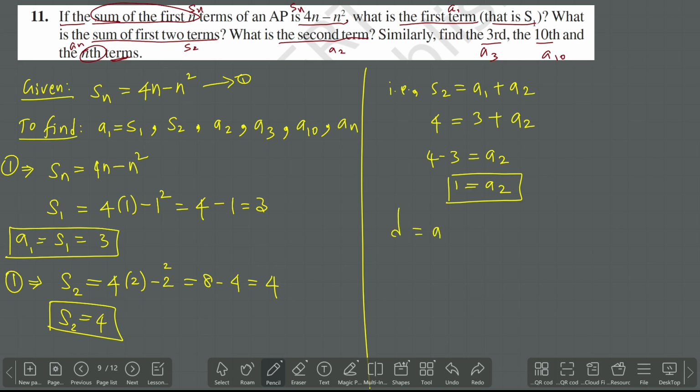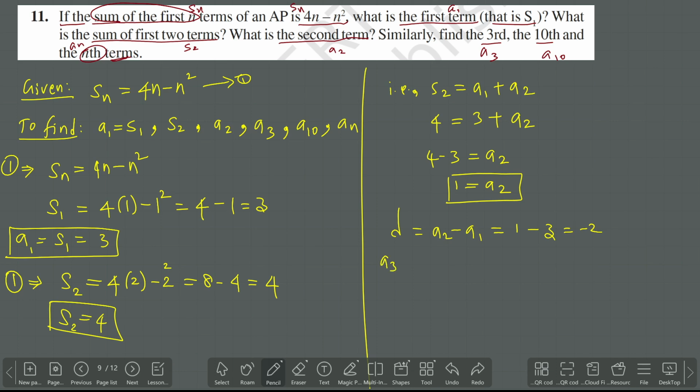Next, D equal to what I know: A2 minus A1. A2 value 1, A1 value 3, which is equal to minus 2. Why am I finding A2? They didn't ask to find A2, but to find the remaining A3 and all. Now we have a D value and A value. Surely we can find A3.